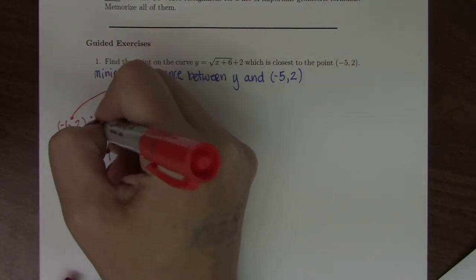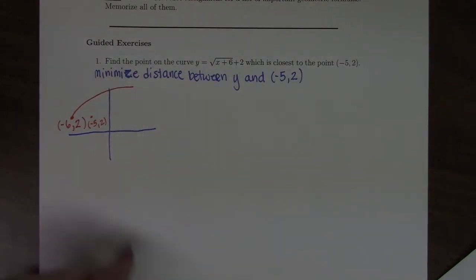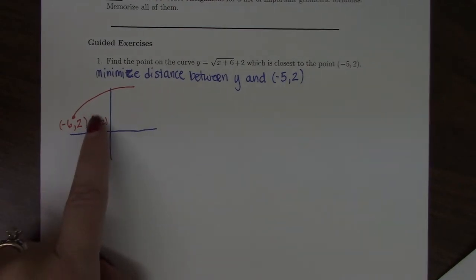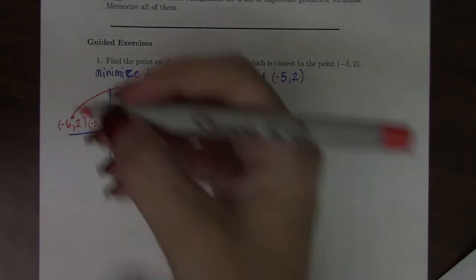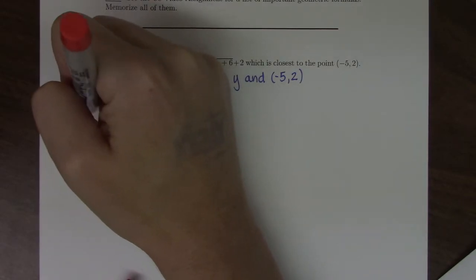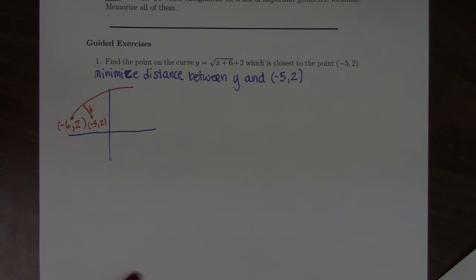I'm just going to move it over so we can see it. So it's at the same height as the base of our function, but it's 1 unit to the right on the x-axis. So what we want to do here is find the shortest possible distance d from that point to the curve. And we can do this by setting up the distance formula.